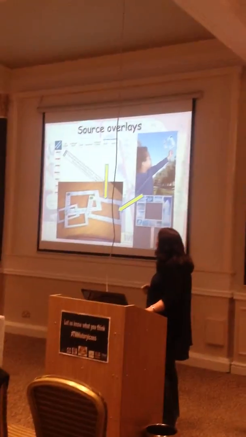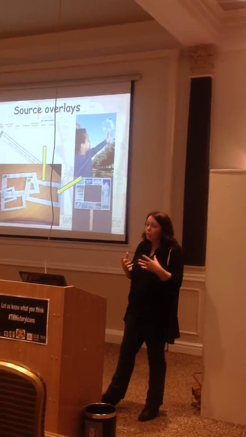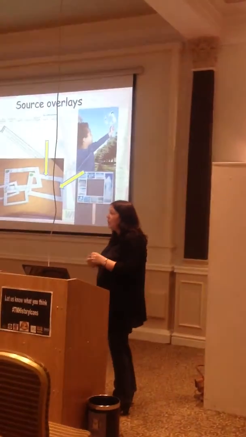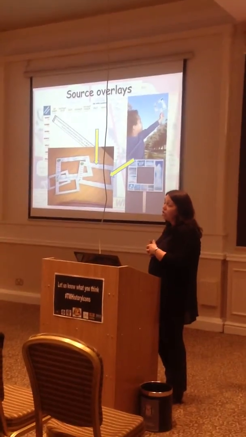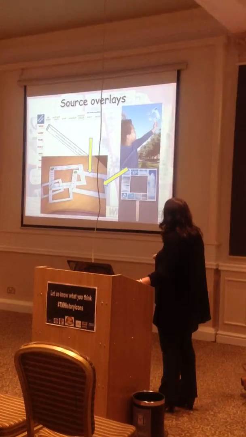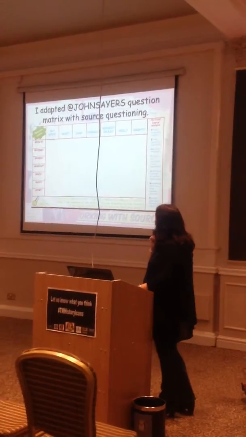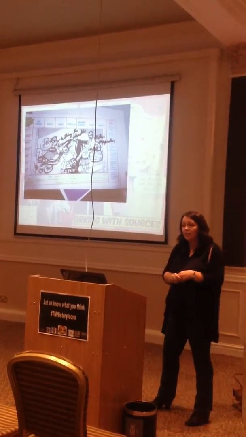Putting the two together, I made these little source overlays. Dead simple: printed off, cut out, laminated. But what it means is that instead of having to print a ton of sources off in colour to use in class, you can use them over your textbooks. We've used them in lots of different ways. Sometimes we use them to form the questions, sometimes we use them to annotate the sources.